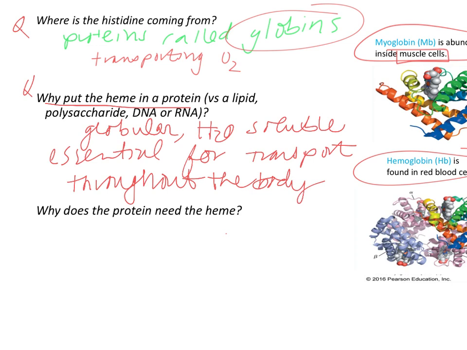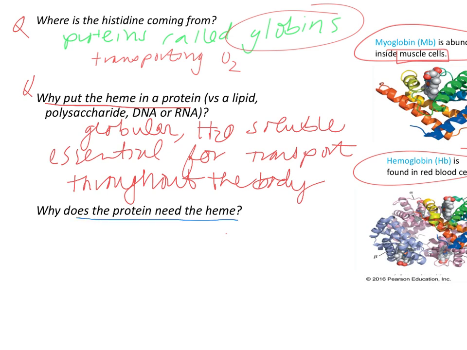Lipids are insoluble. Polysaccharides don't form structures that are capable of transporting things throughout the body, and DNA and RNA rarely ever leave the inside of a cell. DNA doesn't have much other function other than storage of information, and RNA really just relays that information. Okay, so that's why the heme adds to a protein instead of a lipid, polysaccharide, or DNA.